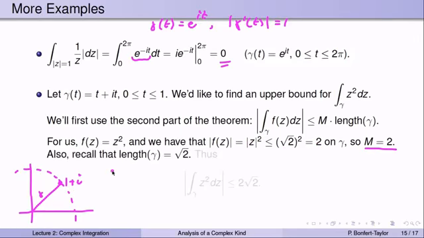We also know that the length of gamma is root 2, we calculated that earlier, and therefore using the ML estimate, the absolute value of the path integral of z squared dz is bounded above by M, which is 2, times the length of gamma, which is square root of 2. So it's 2 square root of 2.